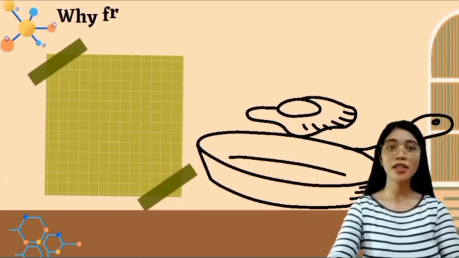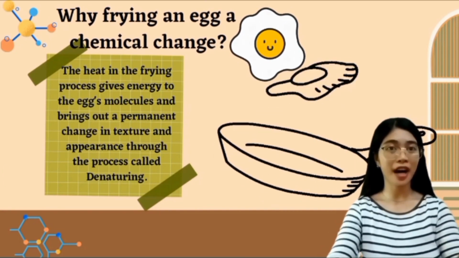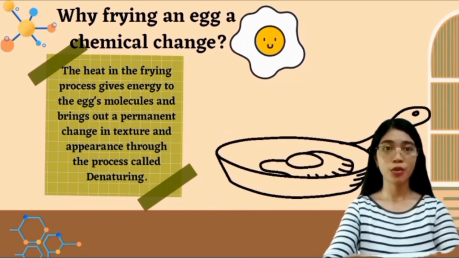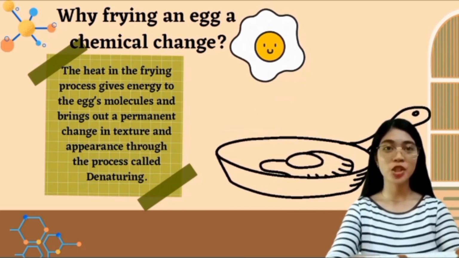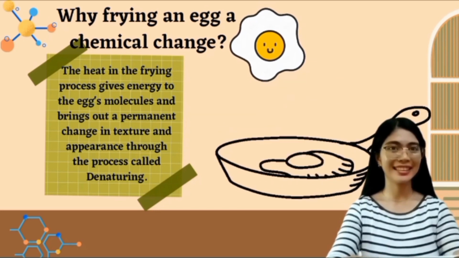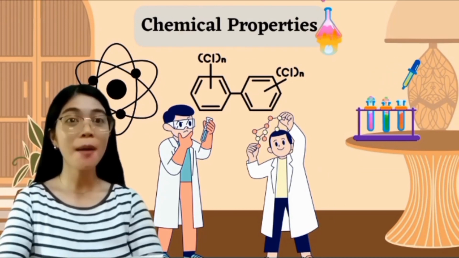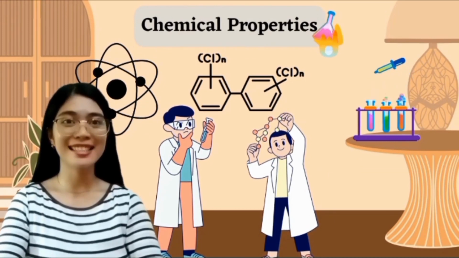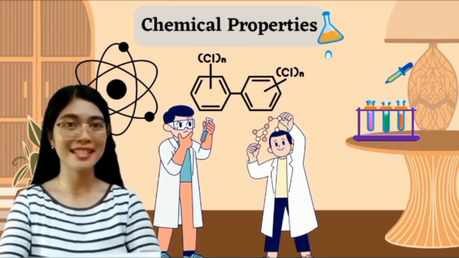Now you may wonder, why is frying an egg a chemical change? The heat in the frying process gives energy to the egg's molecules and brings out a permanent change in texture and appearance through a process called denaturing. Chemical properties are extremely helpful when it comes to distinguishing compounds, and this can only be detected when a material is in the process of being changed into another substance.